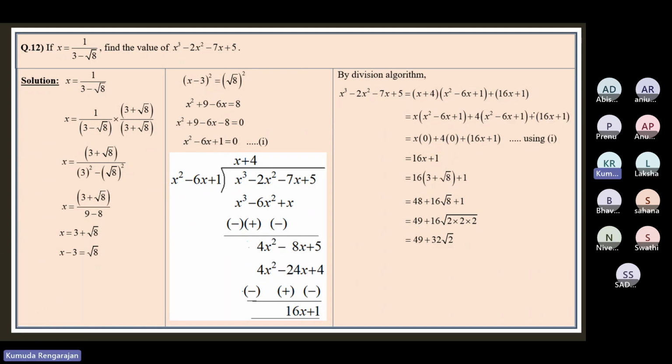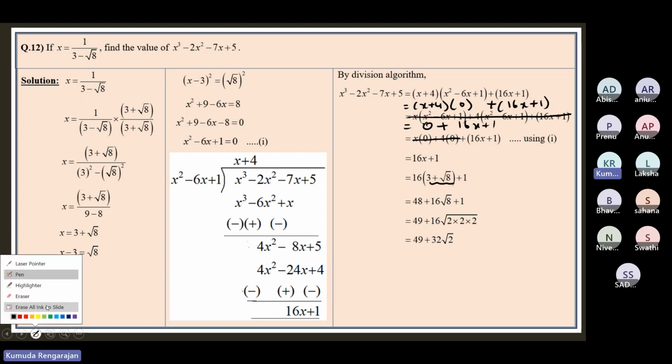You don't have to show the step also. When you write, you don't have to write it like this. You can straight away write in the next step: x plus 4 into the value of this one, which is 0, plus 16x plus 1. So x plus 4 into 0 is 0, plus 16x plus 1. Then you should take the value of x, which is 3 plus root 8.